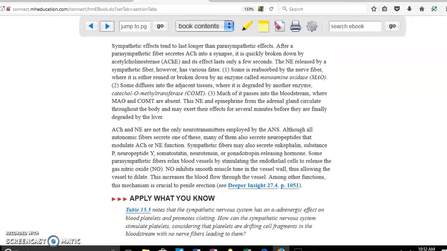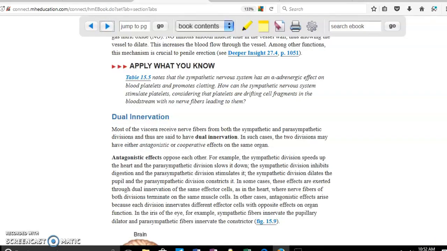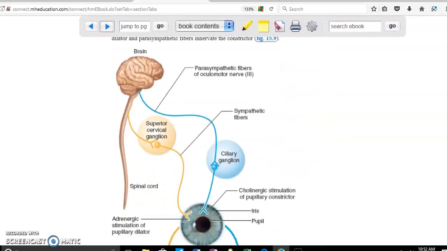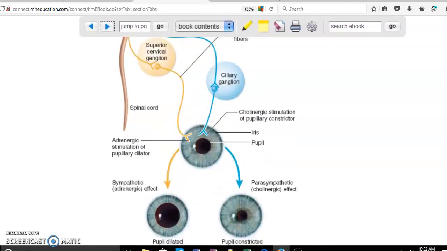So if we keep scrolling down, dual innervation. Some organs need the sympathetic and the parasympathetic in order to activate or make the organ work. So in this case, this is the pupil: the parasympathetic is going to produce pupil constriction, and the sympathetic is going to dilate your pupil. So the pupils need the two types of autonomic nervous system, parasympathetic and sympathetic, in order to work.